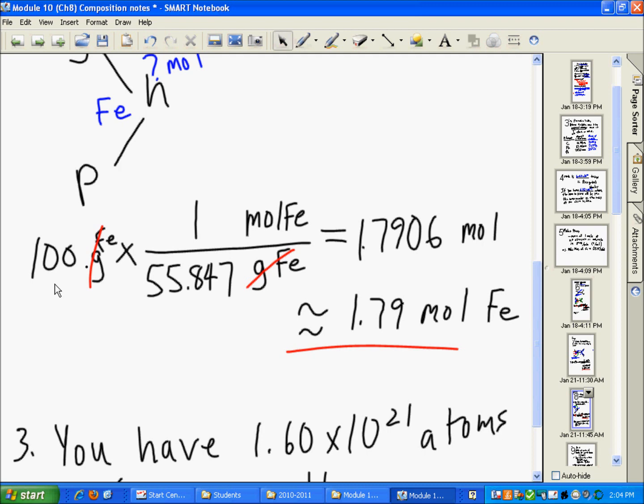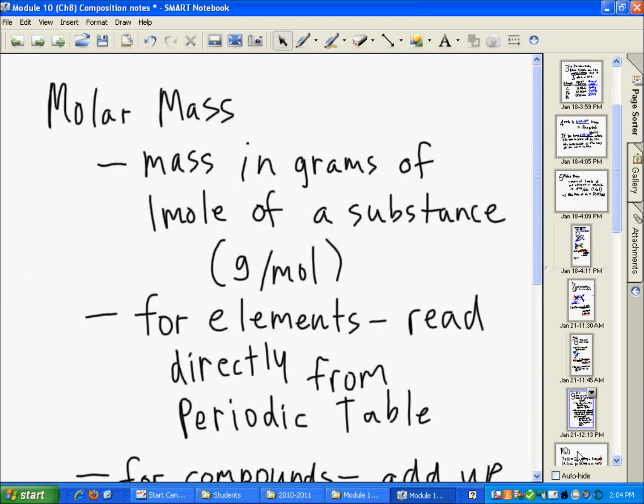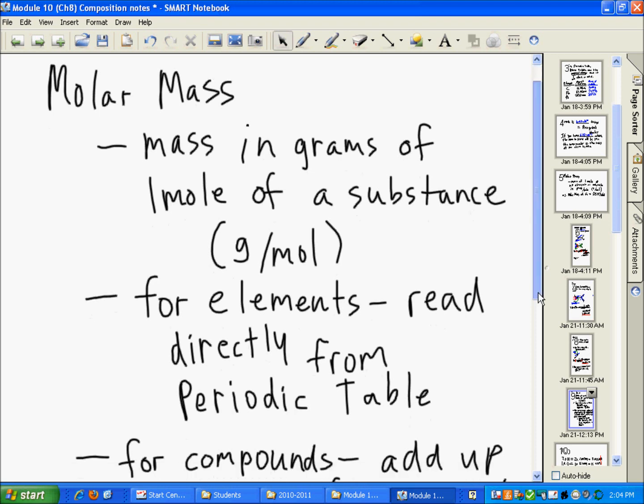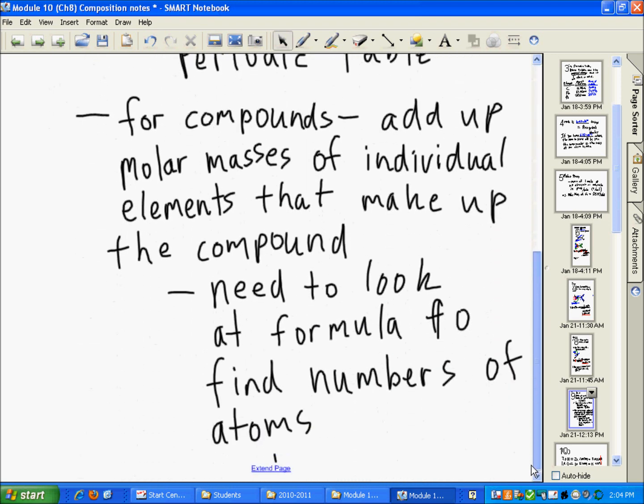Okay, moving on. So now you know that the molar mass is the grams per mole of a substance. And if you need the molar mass of an element, you can get it off the periodic table. That's where you're going to find it. Read the atomic weight. If it's a compound, you do something similar, but you have to add up the molar masses of the individual elements. And for that, you'll need to know the formula.